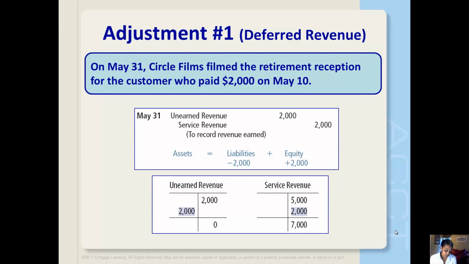So on May 31st, Circle Films filmed the retirement reception for the customer who paid $2,000 on May 10th. Circle Films has now filmed the retirement reception, so it no longer has a liability to that customer. It has a revenue instead. However, the trial balance still shows the $2,000 liability. That's called unearned revenue. So the adjusting entry adjusts the liability down to 0 and the revenue up to $7,000. So adjusting journal entry number 1 is a deferred revenue.